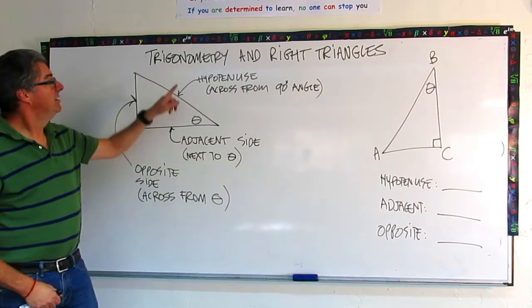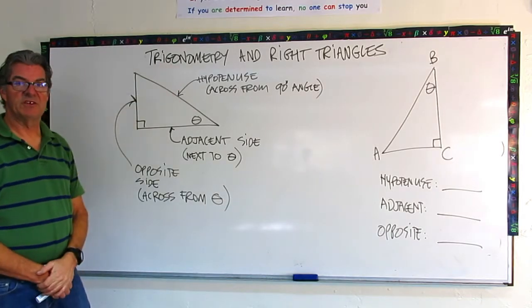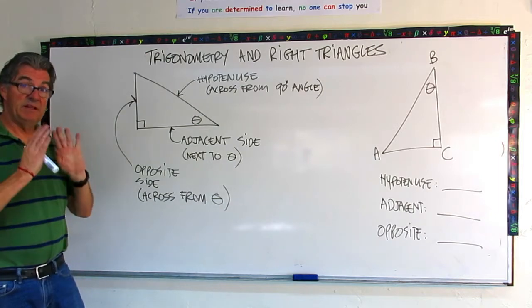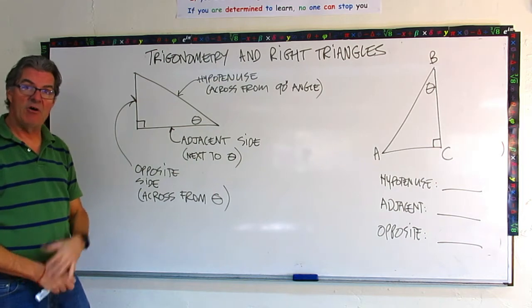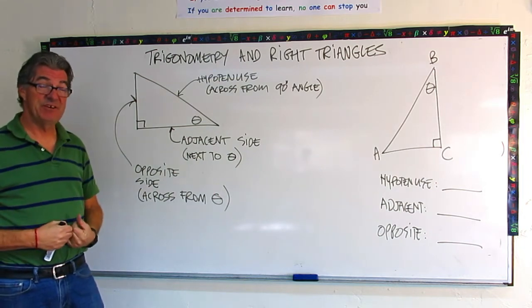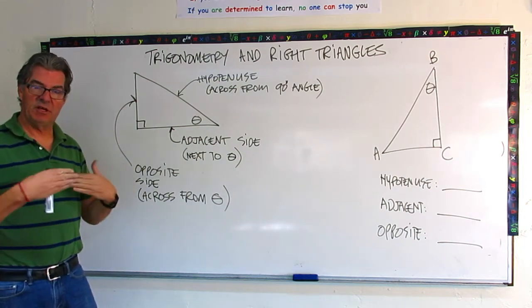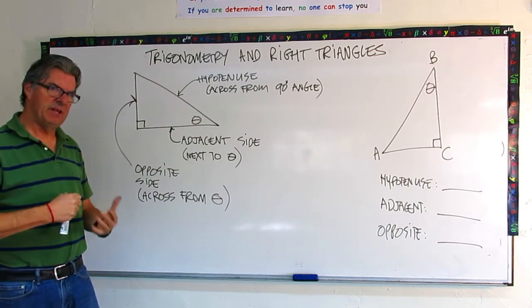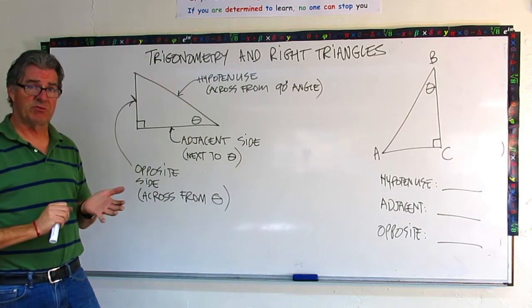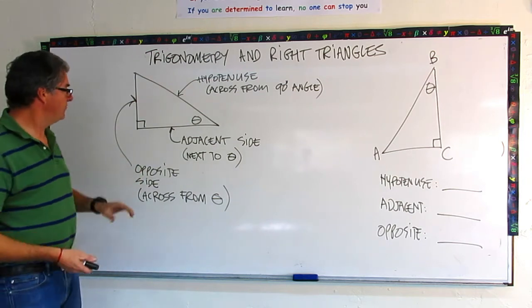Today's topic, trigonometry and right triangles. And we're going to spend a little bit of time right now orienting you to how to label the sides in a right triangle, because this is a little bit confusing. Eventually you'll have it mastered so you don't need to think about it, but in the beginning it's easy to get things swapped around.